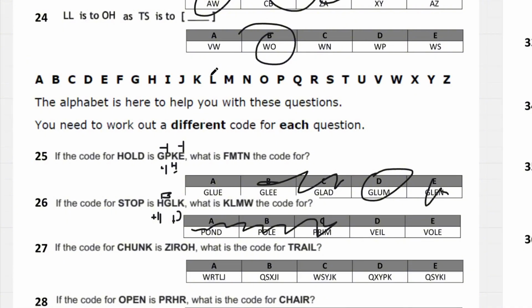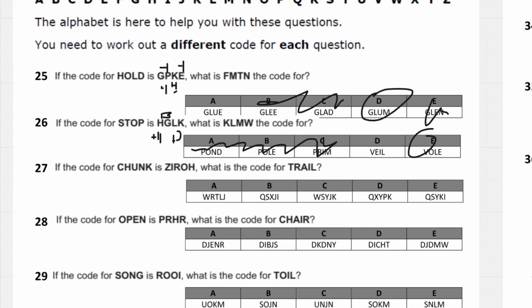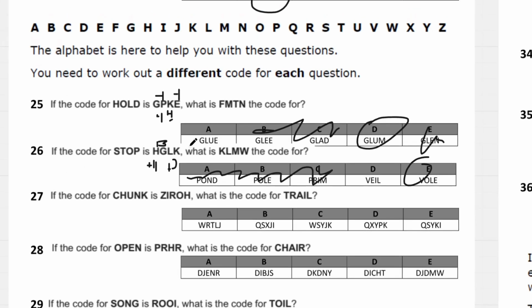So L, let's count L, 1, 2, 3, 4, 5, 6, 7, 8, 9, 10, 11, 12. Let's count from here, 1, 2, 3, 4, 5, 6, 7, 8, 9, 10, 11, 12. We get VO, which leaves us with E. Question number 27. We can get C to Z, which is minus 1, 2, 3. T minus 3 is going to be 1, 2, 3, which gives us Q.